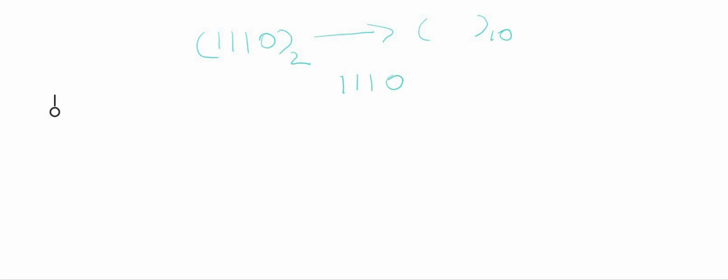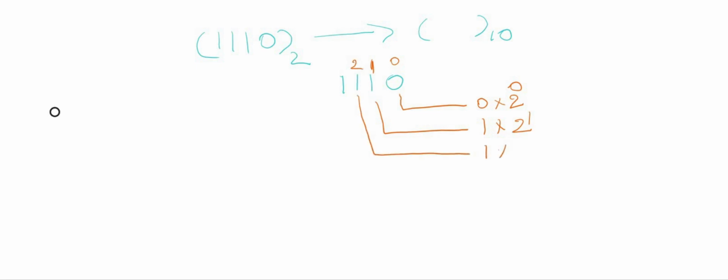Now let's convert. So first, this one, its position value is 0. 0 into 2 raised to 0. What is the position value of this one? That is 1. So that number 1 into 2 raised to 1. Again take this one third, 1 into 2 raised to 2. 1 into 2 raised to 3.